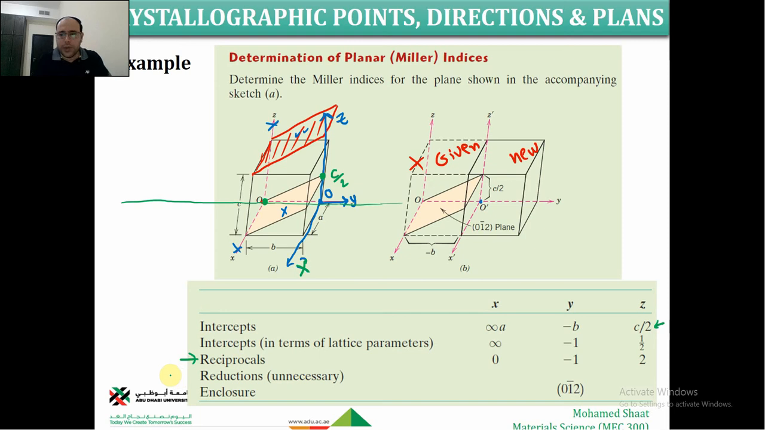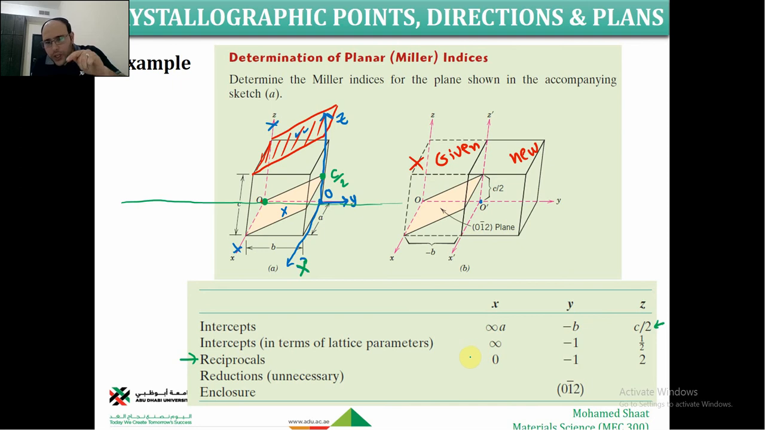The reciprocal means, for example, the 1/2, which are the intercepts. So we got the intercept with the x as infinity, the intercept with the y as -1, and the intercept with the z as half, because we're going to get rid of this a, b, and c. So these are the intercepts. Now you're going to flip. Flip means that you're just going to find the reciprocal of all of these numbers.